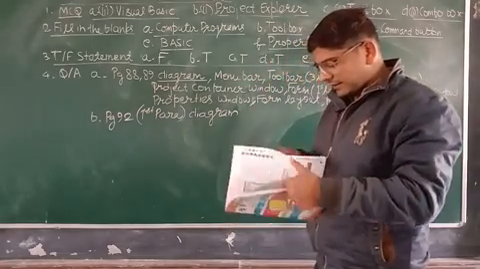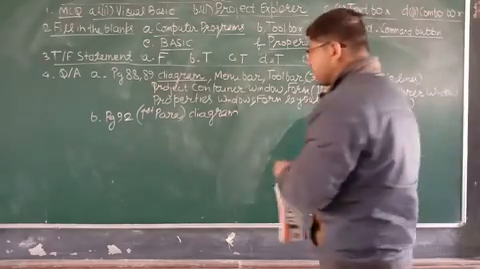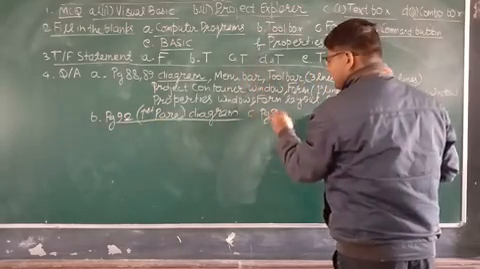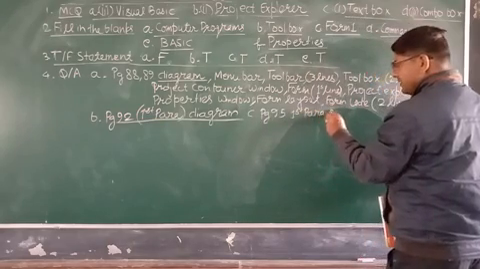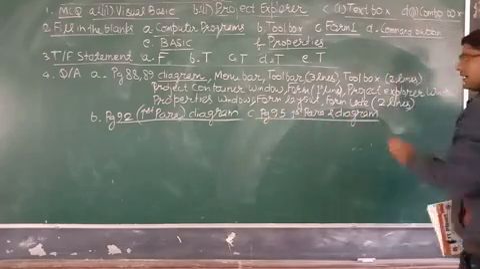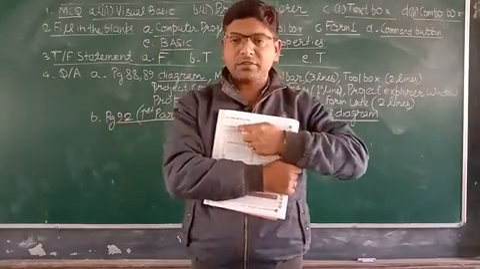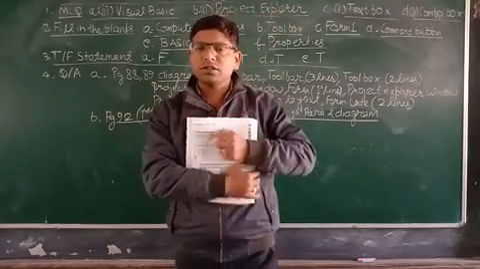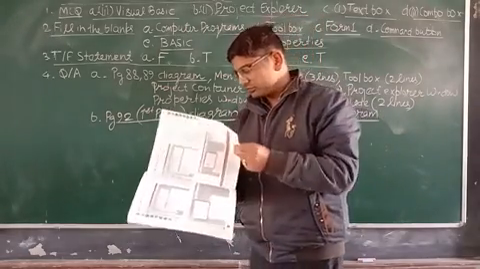Then come to C. What is the use of combo box in the form? Page number 95, C. Page number 95, first paragraph and diagram. That is your first paragraph, and that is your diagram. It's very easy to make your diagram, and there are only 3 lines. Next question.